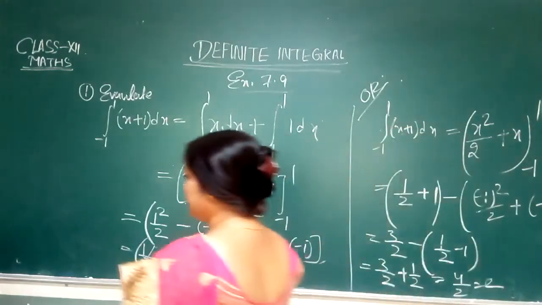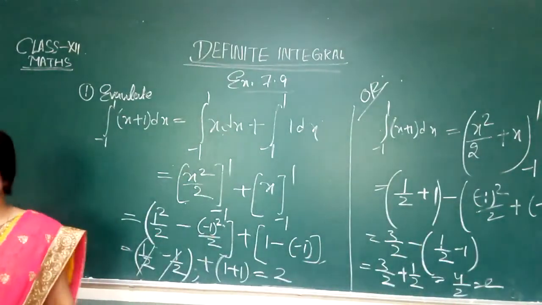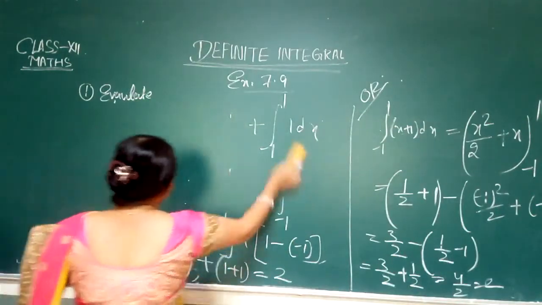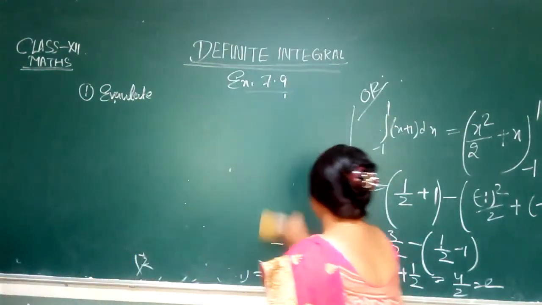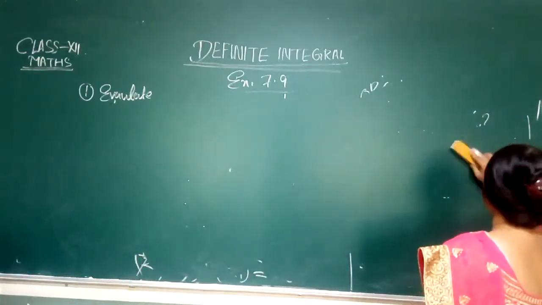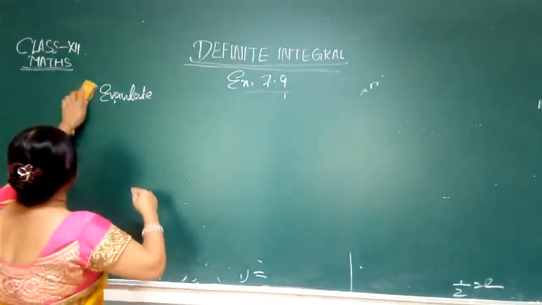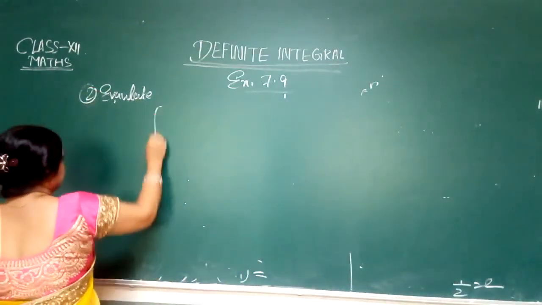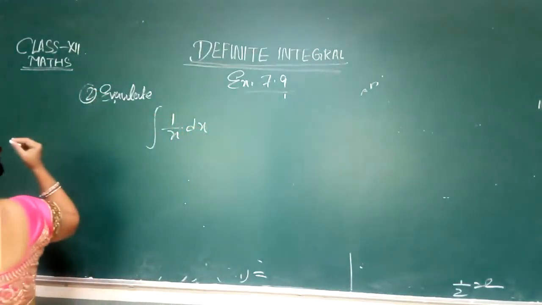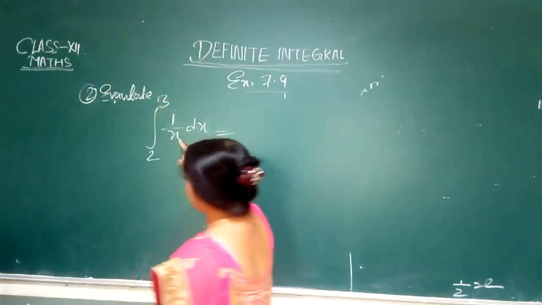Now after this we will solve the next question. The next question is also very simple. What is the integration of 1 by x dx? The integration of 1 upon x dx is log x, but the limit is given here. What is the limit? The limit is 2 to 3. So you can solve this integration.